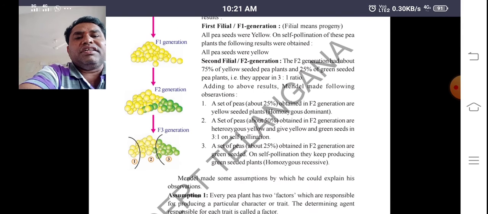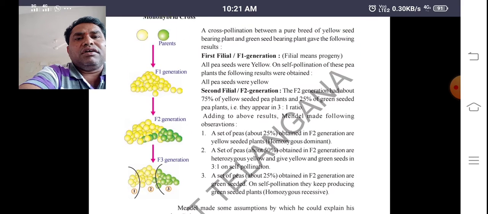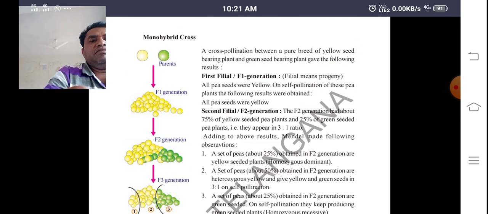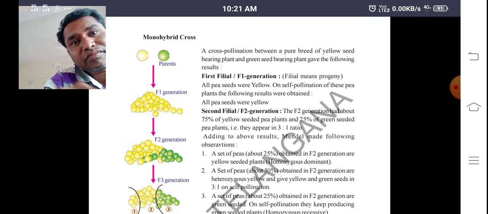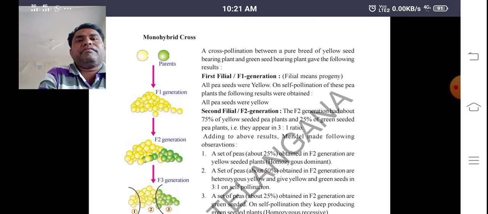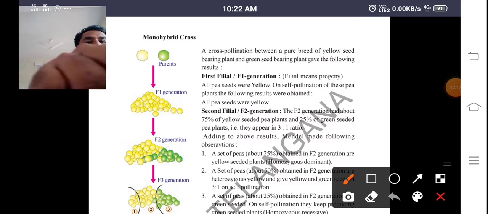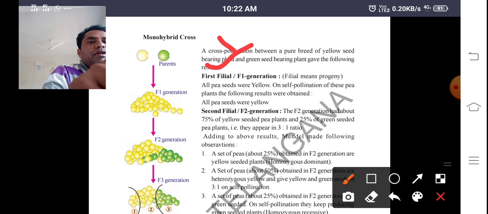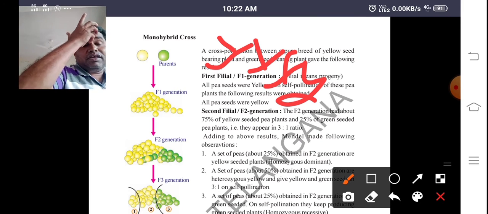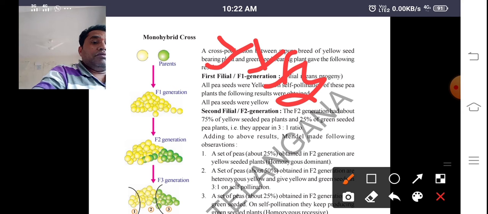So now let us talk about the F2 generation, how we get the F3 generation. Up to here, F1: all are yellow, meaning capital Y, capital Y, capital Y, small y. So in this way we get it.